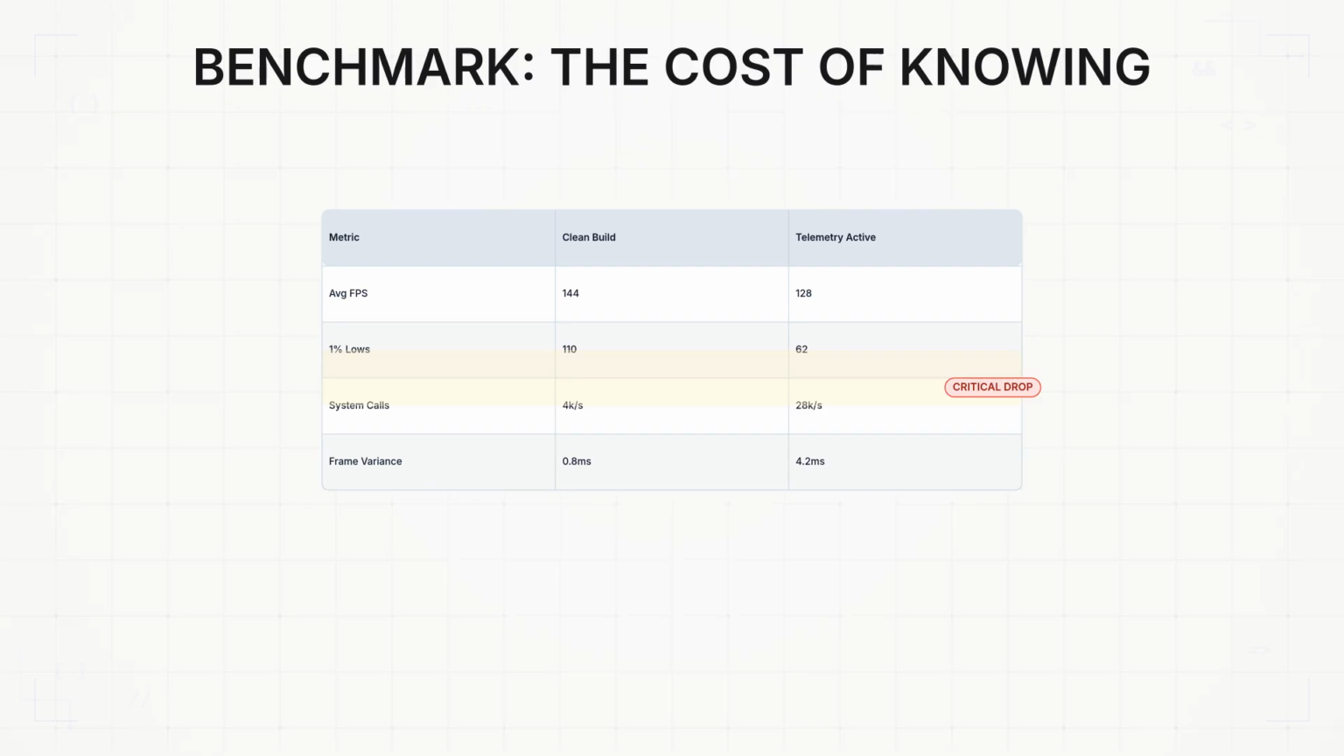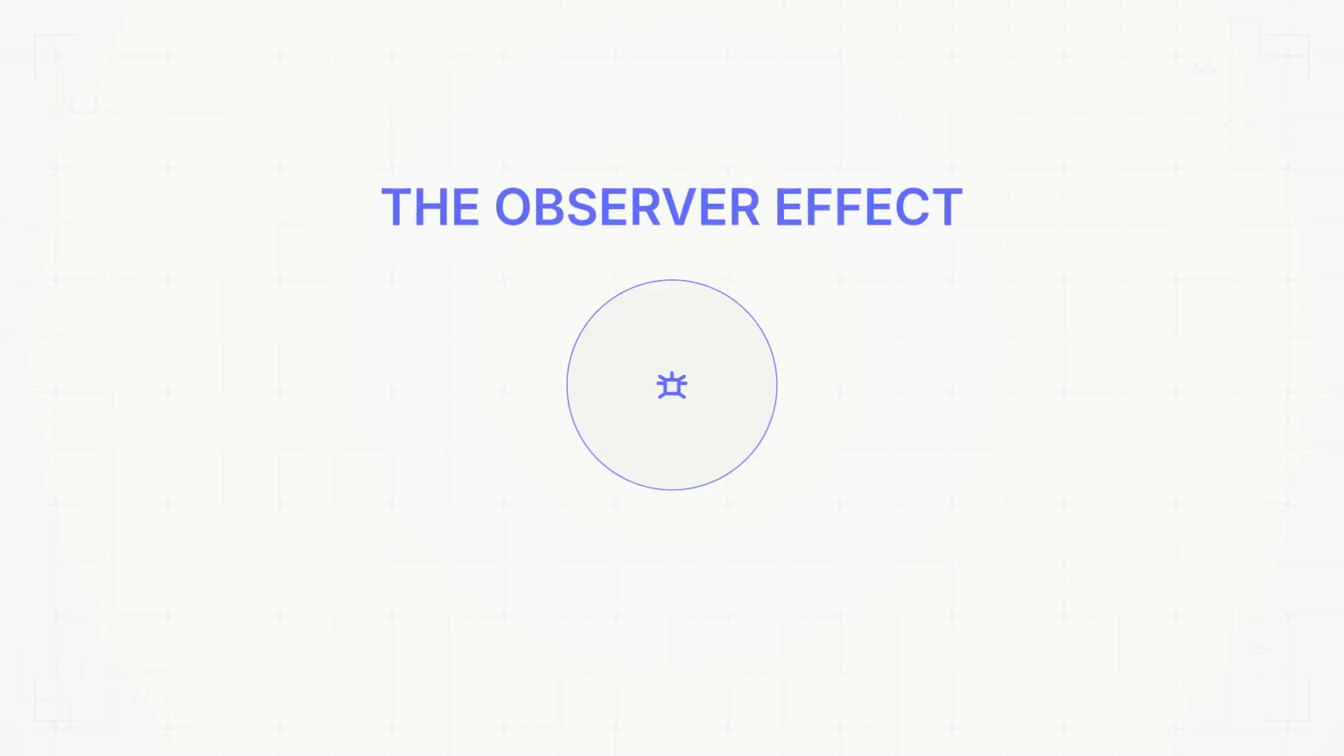This is because telemetry often fires in bursts. When a player levels up or opens a menu, the system sends a wave of data. This bursty nature is what kills the feeling of smoothness. In this table, we compare a standard build against a heavily instrumented one. The increase in system calls and memory pressure is undeniable. For a competitive gamer, that 5 millisecond jitter caused by a telemetry flush is the difference between a hit and a miss.